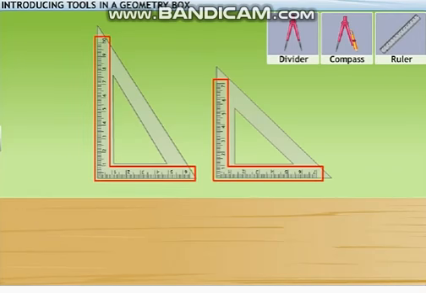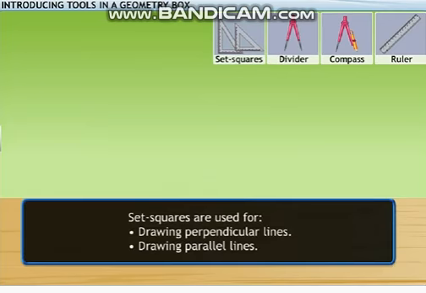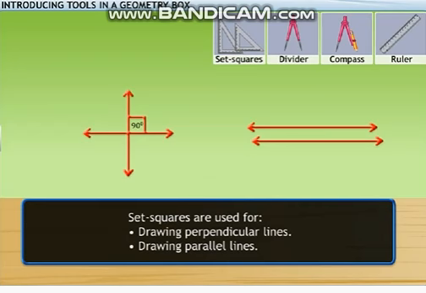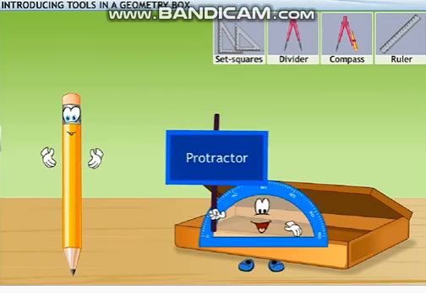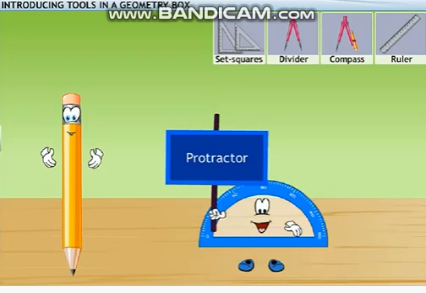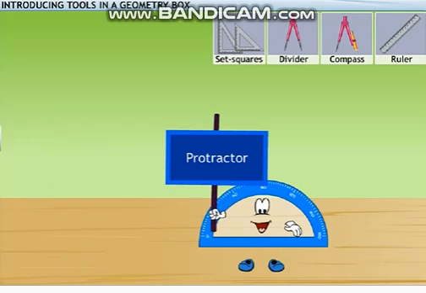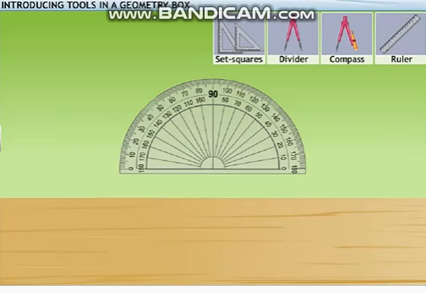The two perpendicular sides of each set square are graduated into centimeters. These tools are used to draw perpendicular lines and parallel lines. Lastly, this is an angle measuring tool, which is called protractor. It is semicircular in shape. The center of the semicircle is called the center point or midpoint of the protractor. This point is always considered as the reference point for a protractor.